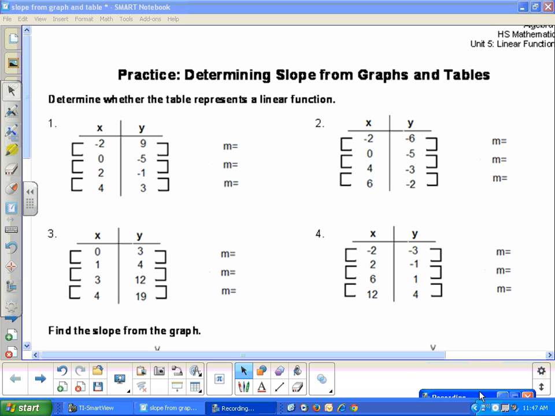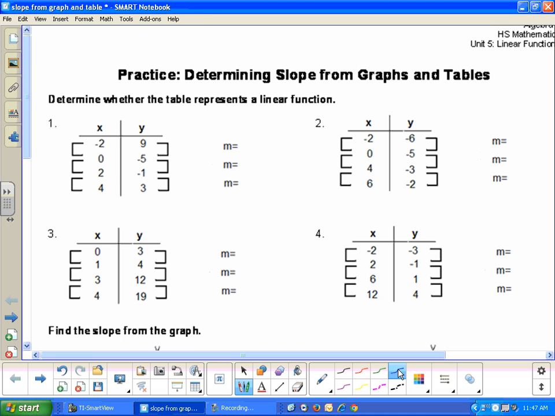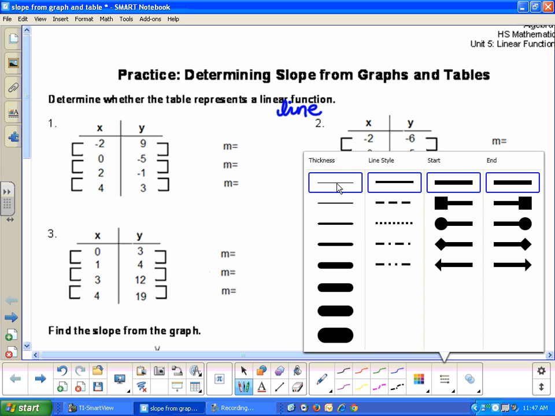Okay, think about this the same way as we did on the graph. These are just points. If we need to find out whether this is a linear function, this basically means this is a straight line. That's what we want to know. And so to do that, we need to know what the slope is.